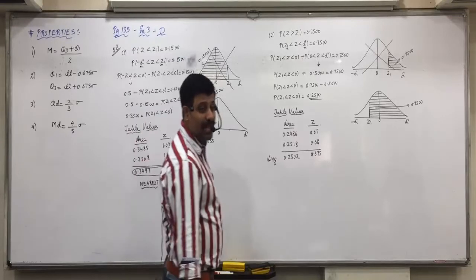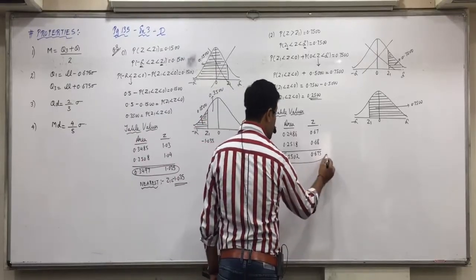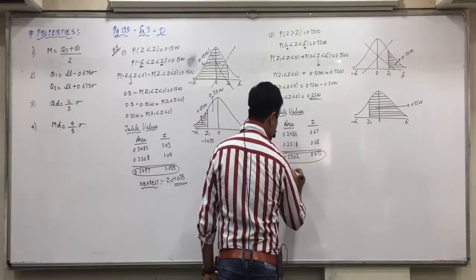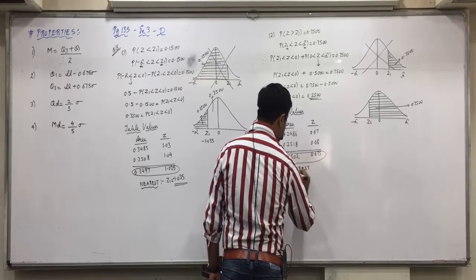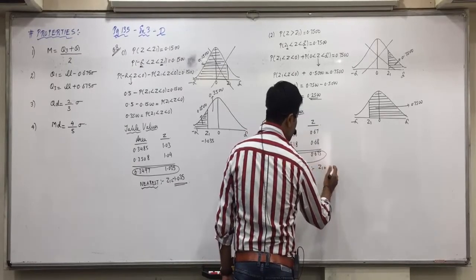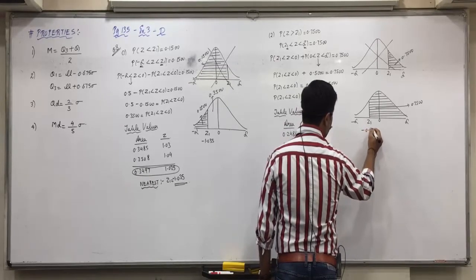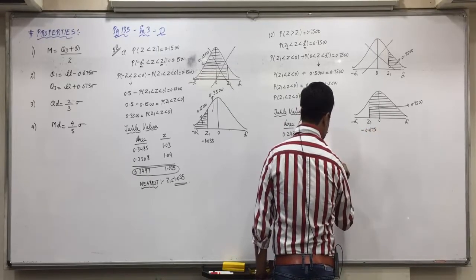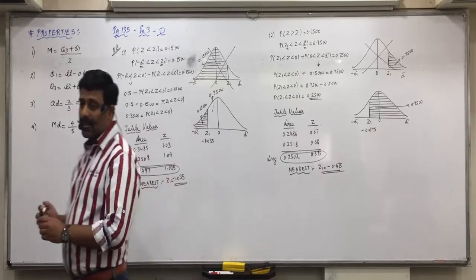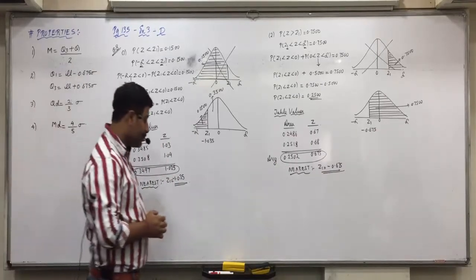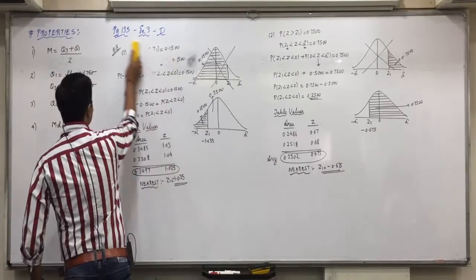Now, which one is closest to 2500? 250. So, nearest Z1 is on the left side or right side? Left side means positive or negative? Negative. Minus 0.67. Did you understand this question, everyone? Any doubts in this? Now question number 9.